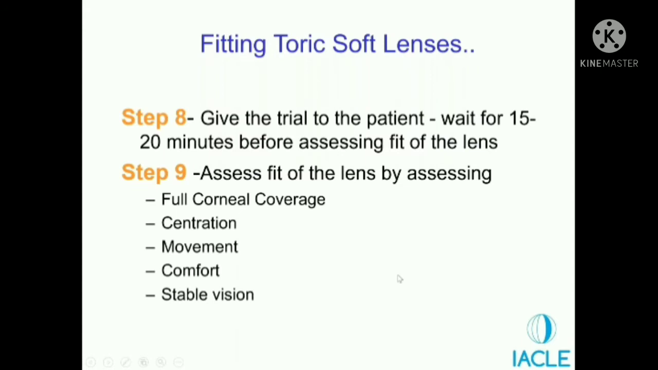But suppose you want to try a lens and see how the lens fits. You put a lens onto the patient's eye. You wait for around 15 to 20 minutes and you assess the lens fitting. How do you do it? You check the coverage of the lens. You check the centration of the lens. Post blink movement should be around 0.5 millimeter. Ask the patient if the patient is comfortable, and the vision has to be stable.